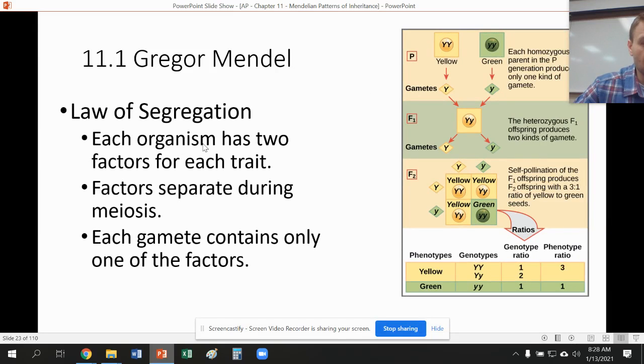Law of segregation. Each organism has two factors for each unit. Factors separate during meiosis. Remember, what we're actually doing here is the meiosis part. So these up here are the sperm and these down here are the egg, or vice versa. They're just showing you the chance of the offspring having one of those two alleles. They're going to segregate independently of each other. So you can see here that where the F1 gametes had a big Y and a little y, they're going to separate. You're not going to get both from one parent.